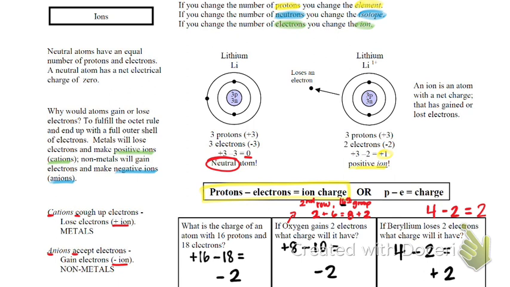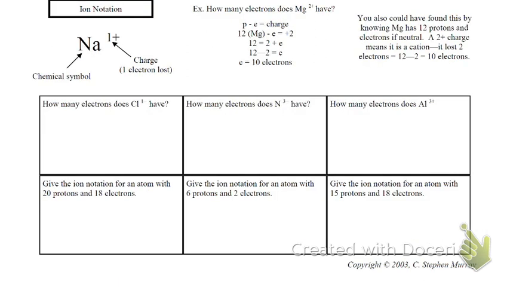All right, so the last thing we need to talk about is how to show this, the ion notation. So you're going to still use your symbol for your element. So for here we've got Na for sodium, and then 1 positive. So it's got a positive charge and 1 electron lost.